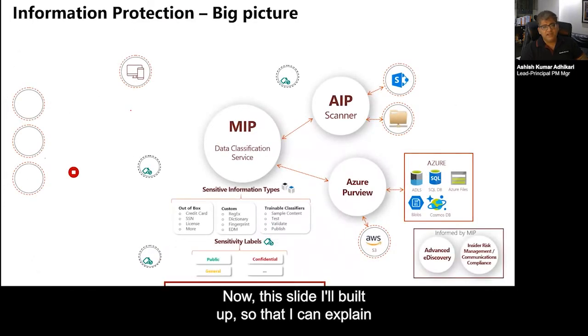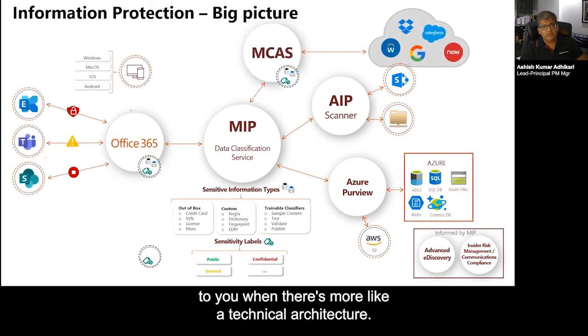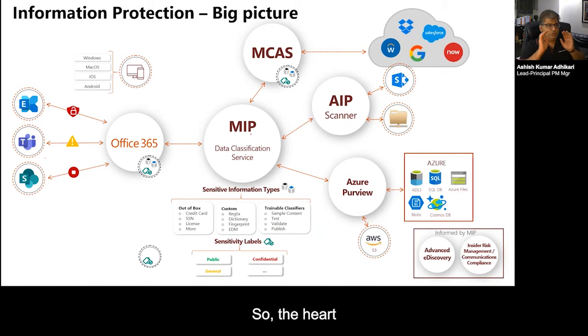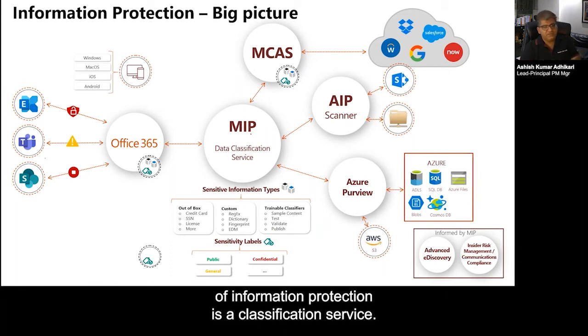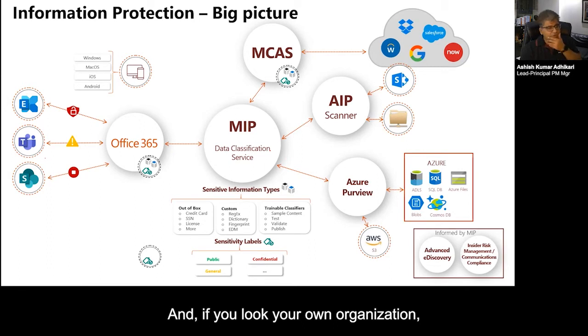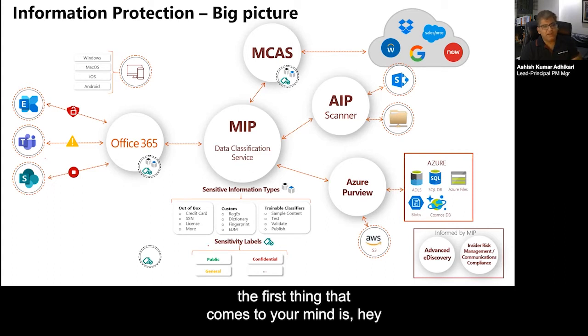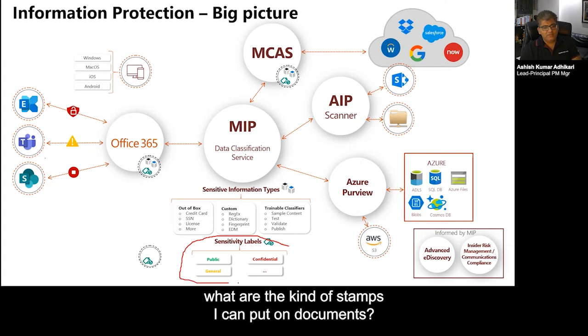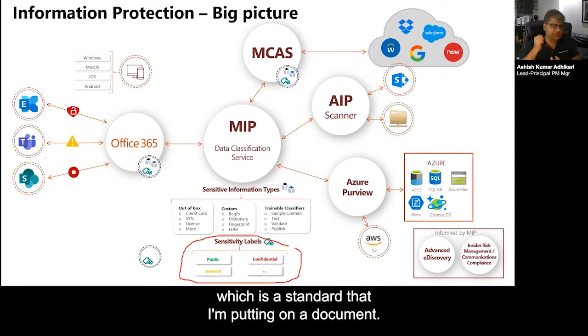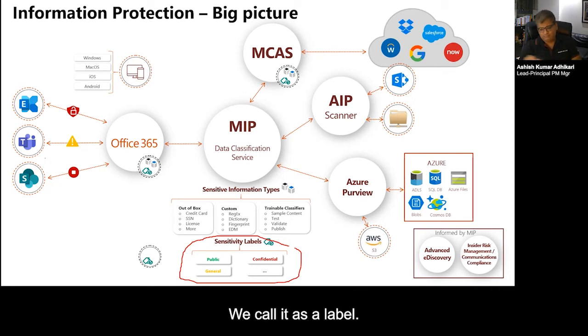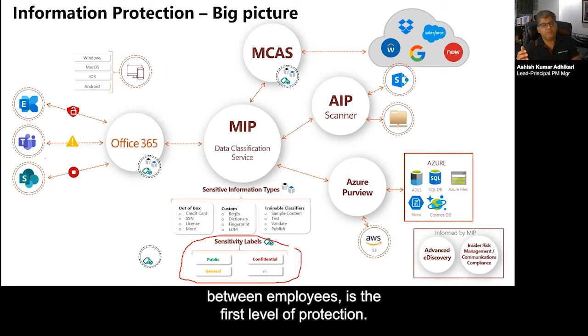Now, the slide I'll build up so that I can explain to you, and there's more like a technical architecture. So the heart of information protection is a classification service. And if you look at your own organization, the first thing that comes to your mind is, hey, what are the kind of stamps I can put on documents? So treat sensitive label as a basic block, which is a stamp that I'm putting on a document. We call it a label. So once I put a stamp on a document that this is confidential, or this can only float within the organization, or this can only be shared between employees, that is the first level of protection.